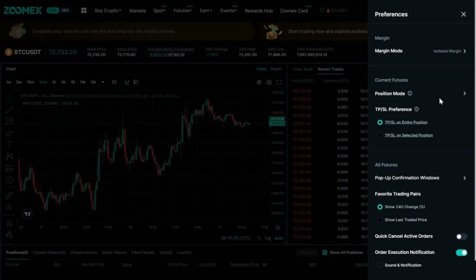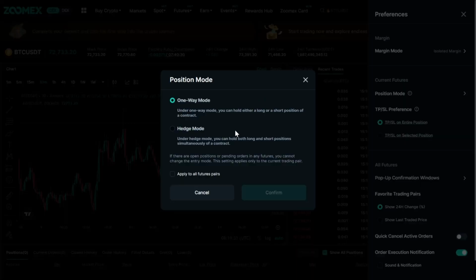For position mode, we have one-way mode and hedge mode. Position mode controls how you can enter trades. In one-way mode, you can only have one position open at a time, either a long or a short. And in hedge mode, you can hold both a long and a short on the same asset at the same time. So just a quick difference explanation between margin and position mode. Think of margin mode as how your money is managed, and position mode as how your trades are structured.